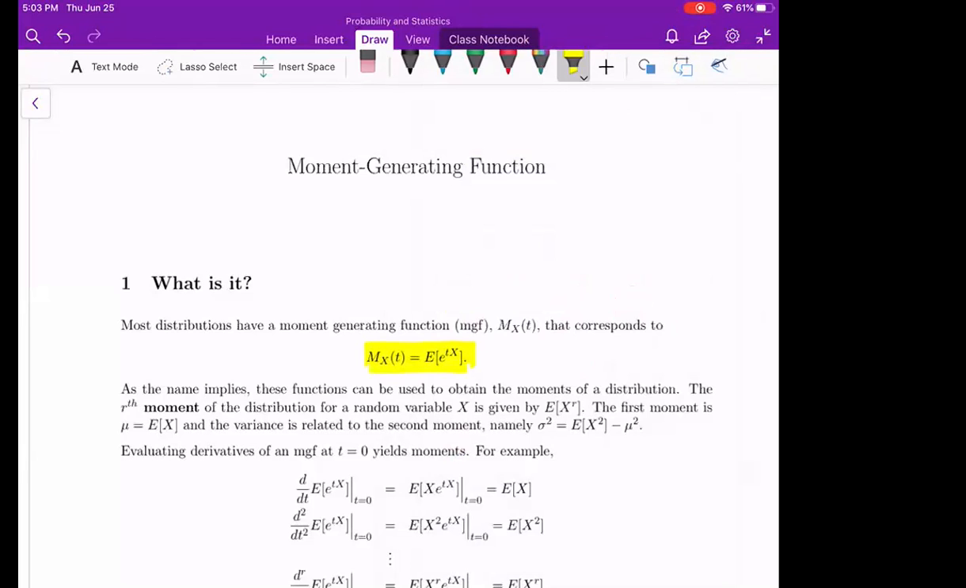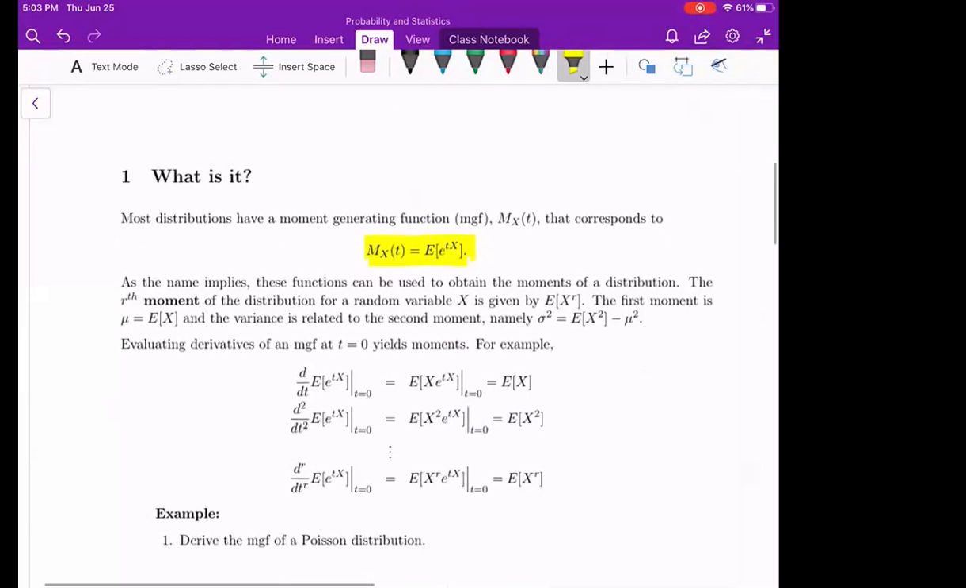So the MGF, or moment generating function, of a random variable x at t is the expected value of e to the tx. So from here, what this essentially means is, in the discrete case, this is going to be the sum of e to the tx, because remember, you always have the expected value of what goes inside your sum times the probability of x, which is your PMF.